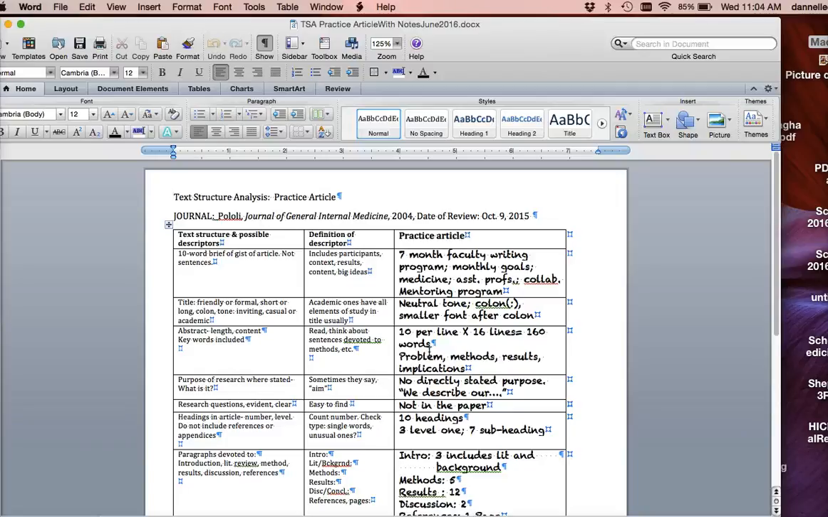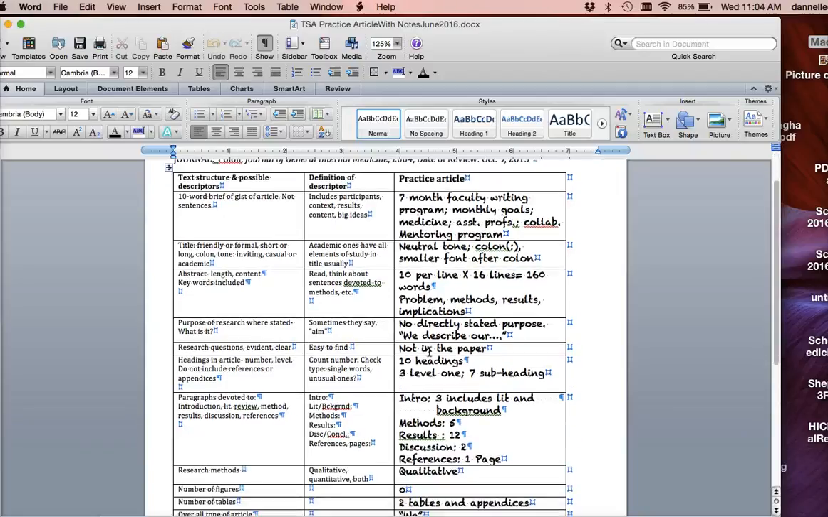And then this Pololi article, it was short, and that's the reason I chose it, partly as a demo article. The introduction had only 3 paragraphs, and the literature and the background were together. The methods had 5, the results had 12, discussion 2 paragraphs, and the references were 1 page. So introduction is 3 paragraphs. That's good to know.